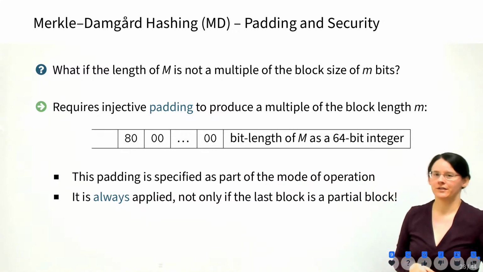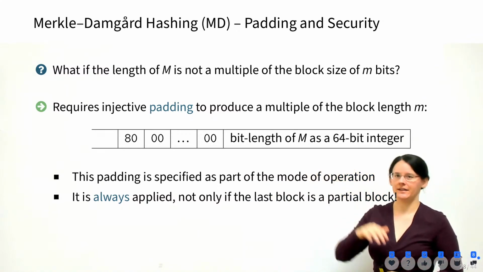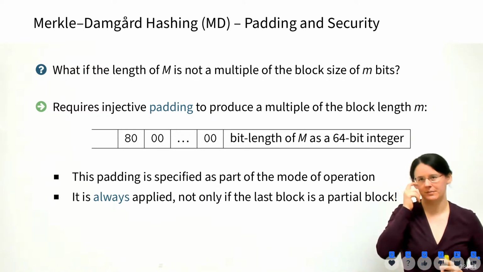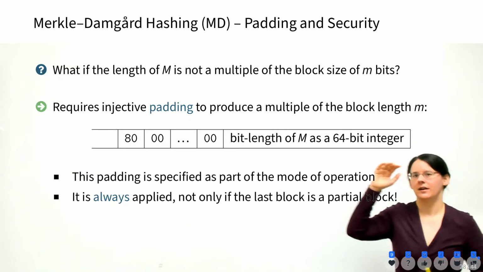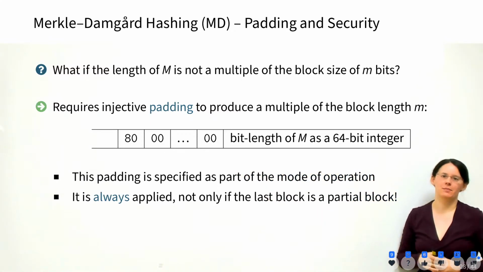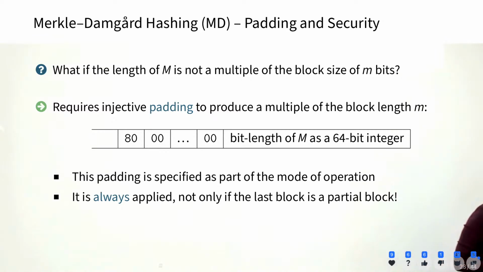And one very important thing here is that this padding is always added. So not only if the length of the message is not right, but we need to add it always. Again, if we wouldn't do that, we wouldn't be able to decode this uniquely and to know exactly what the message looked like.